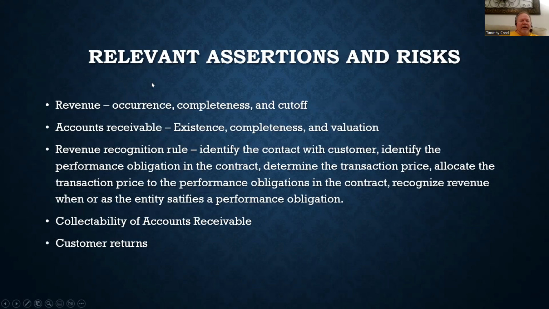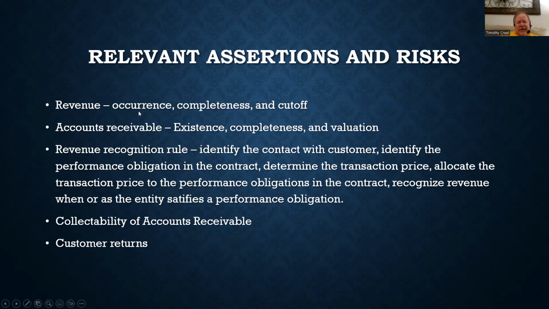Okay. Now, relevant assertions and risk. Remember, these are the management assertions. And remember, we talked about this with cash, that there are certain management assertions that go along with cash. We looked at that in chapter 6. The same thing here in chapter 7. There are certain management assertions that go along with revenue and accounts receivable.